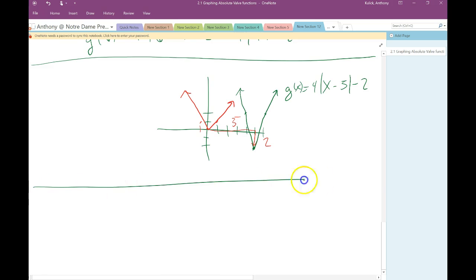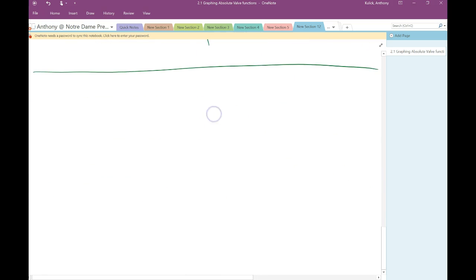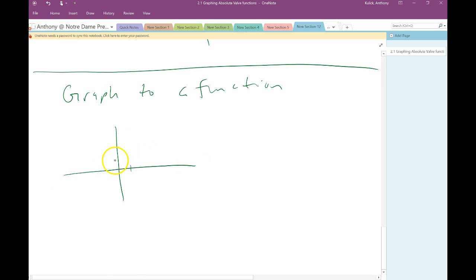Also in this homework, you'll be asked to be able to go from a graph to a function. So let's say that we have the following graph. You know what? I'm just going to do this.